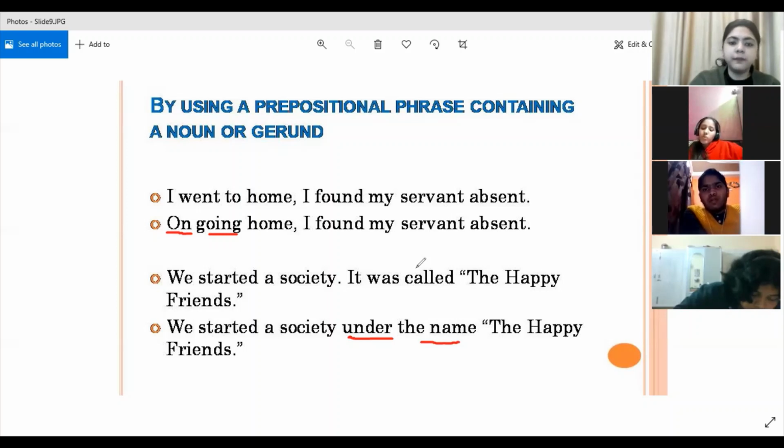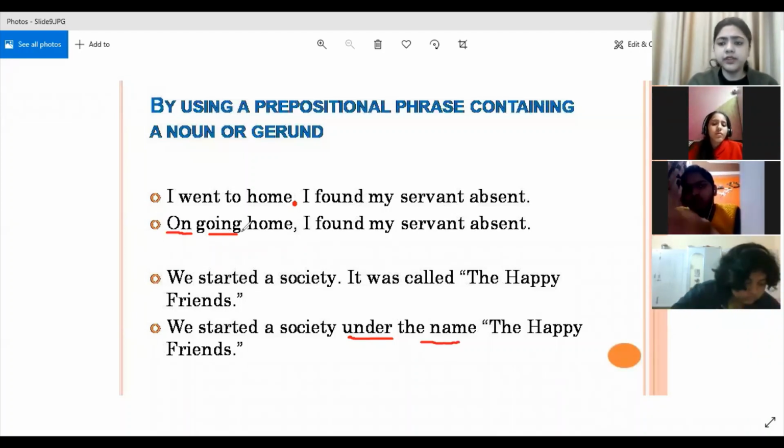We can combine two simple sentences. Here it will be a full stop. Sorry. We can combine two simple sentences into another simple sentence by using a prepositional phrase. What is a prepositional phrase? Any phrase which starts with a preposition. Okay.